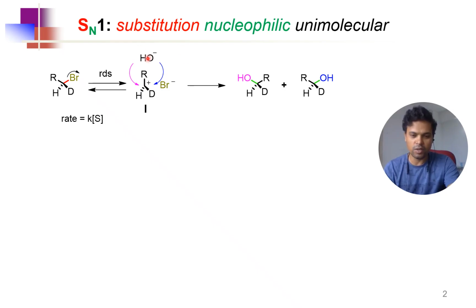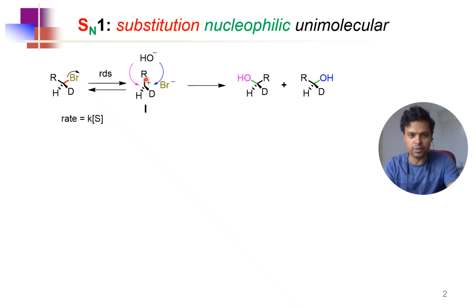Then you have a nucleophile which can come from either side, because your carbocation is sp2 type. Since the carbocation is a planar molecule, attack is possible from both directions, so the nucleophile can come from the top or the bottom, and you can have two different isomers.